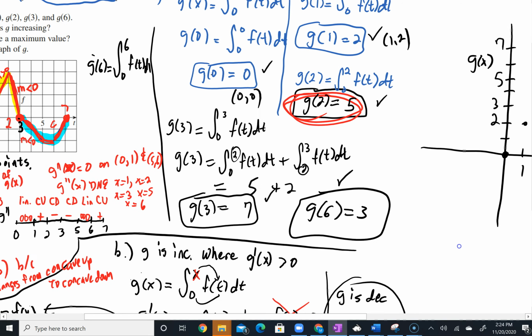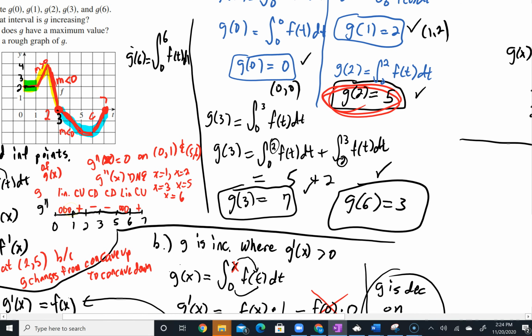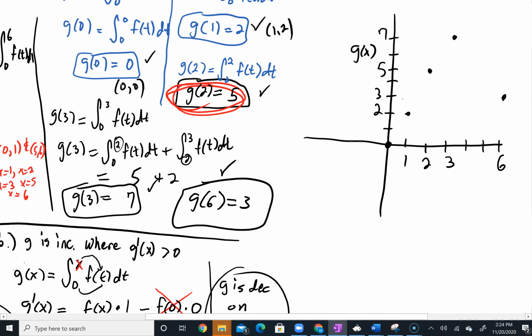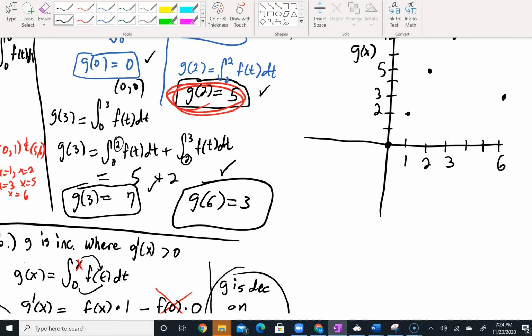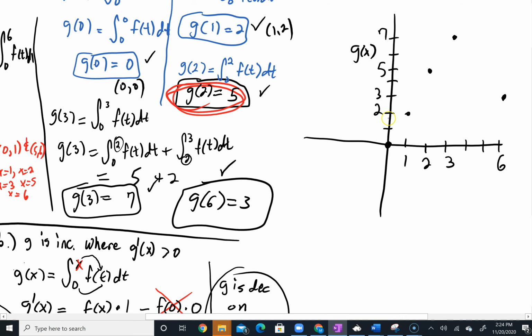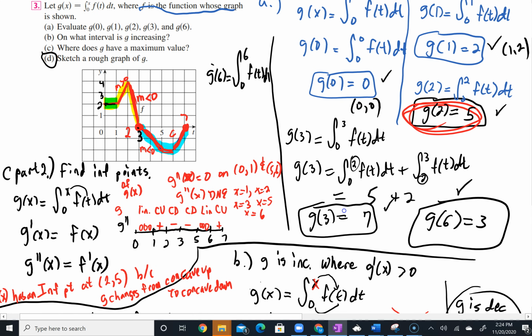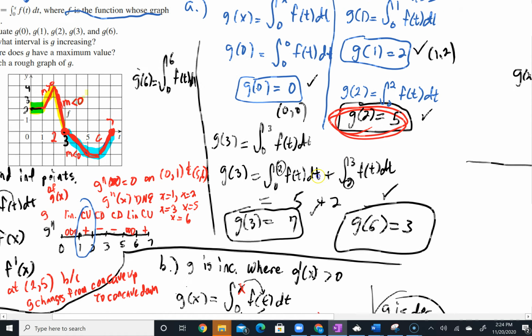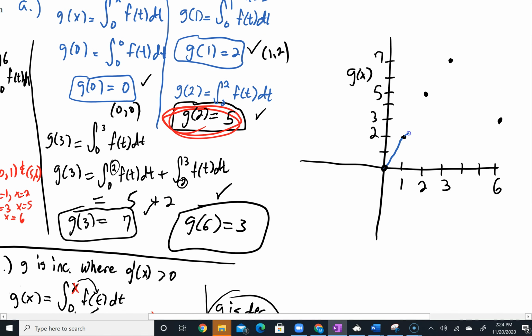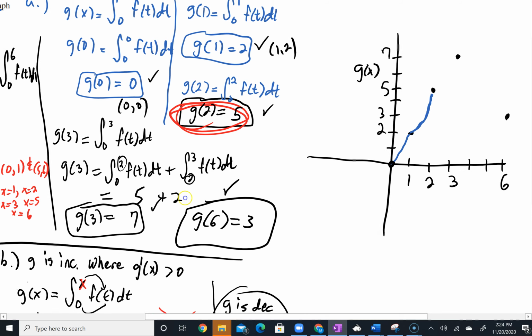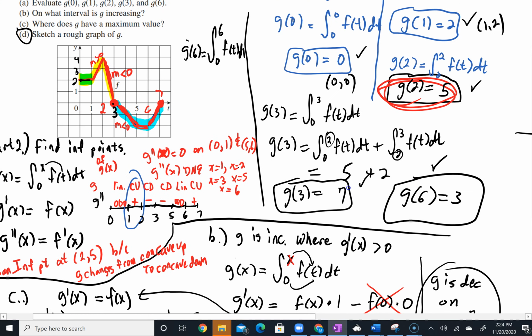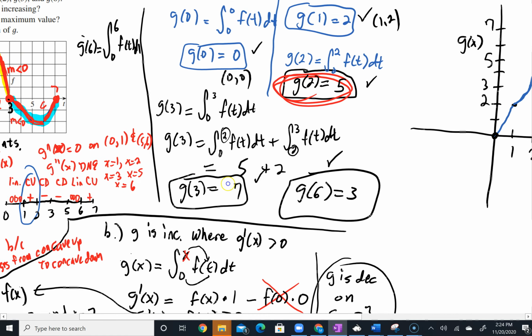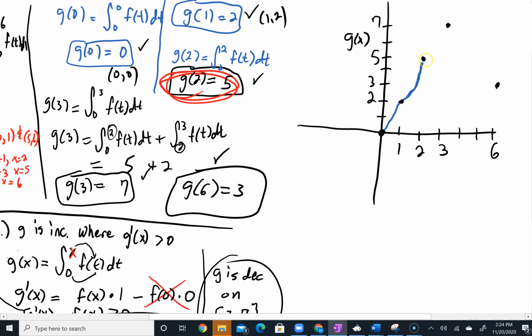But look at this now. I can say from 0 to 1, I'm linear. From 0 to 1, this connection is actually a straight line. Okay? From 1 to 2, I'm going to be concave up like a cup. Right? Then from 2 to 3, I'm concave down like a frown.